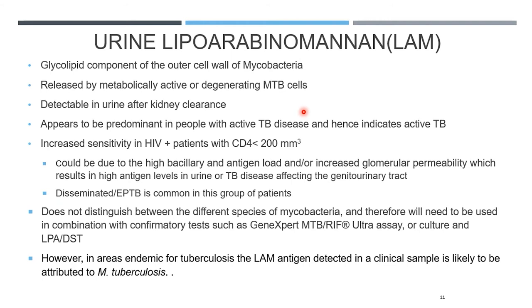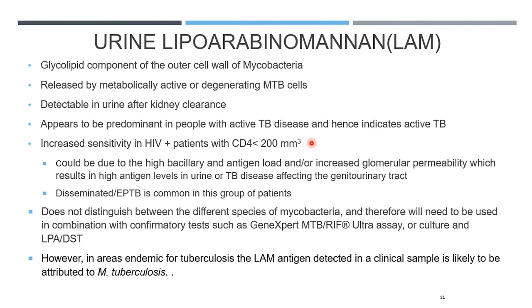What we know from before is that in HIV positive patients, there was previously a select group for whom this test was restricted, and I'll talk a little more about that. But we see that there's increased sensitivity as immunosuppression increases. They thought this could be due to a high bacillary or antigen load, or increased glomerular permeability, which gives you high antigen levels in the urine, or the presence of genitourinary TB disease. We also know that in clients with advanced HIV, disseminated or extrapulmonary TB is common.